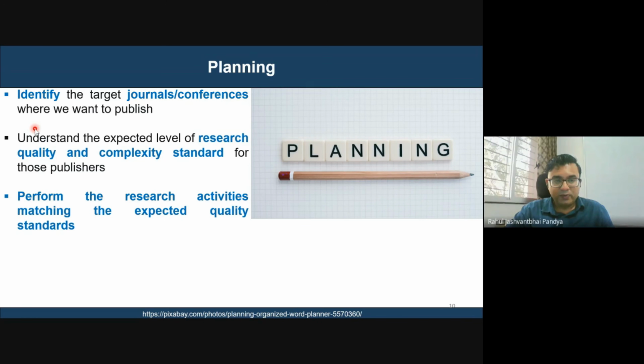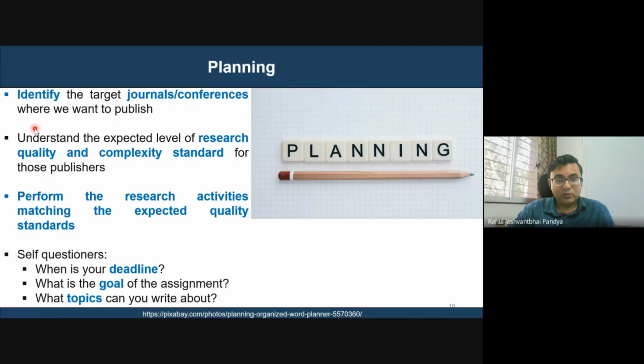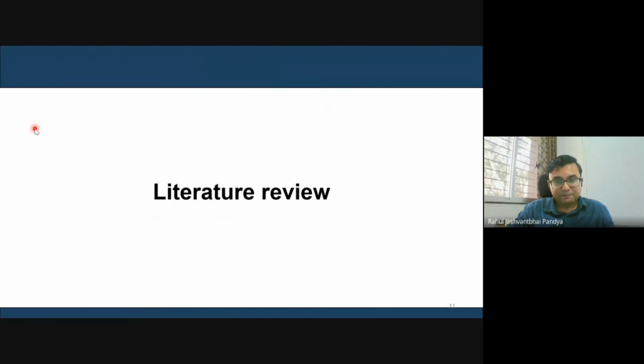So then we have to perform the research activities matching those expected quality standards. Otherwise it will go randomly, and then we would end up finding the journals which are suitable for that particular work, right? So we have to plan nicely, understand the expectations, then understand the deadlines, goals, topics, everything. Then we can move further.